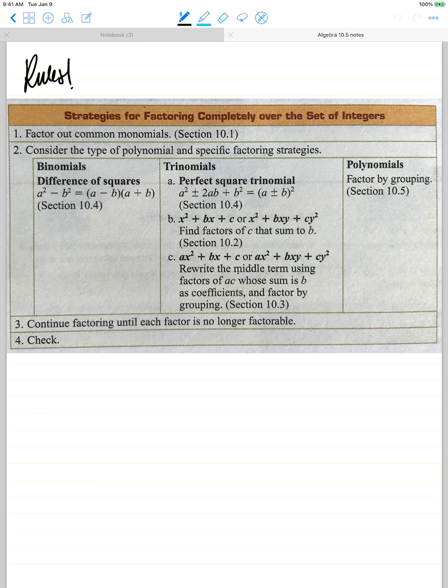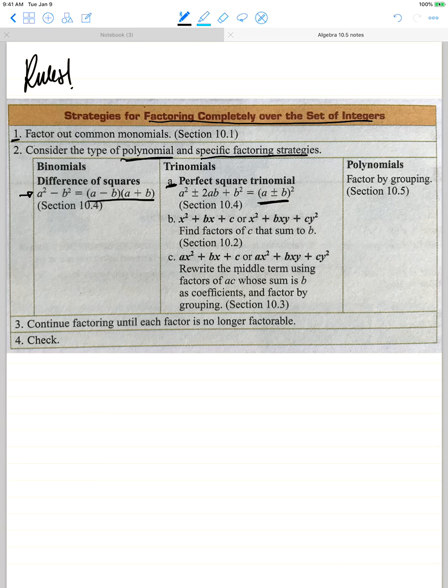So here are our strategies for factoring completely. This is basically everything that we've done through this chapter. Step number 1 is always going to be to factor out your common monomials. Step number 2 is when you consider the type of polynomial that you have left once you factor out common monomials and what specific strategies you can use. If you have a binomial difference of squares, that factors to this. When you have a perfect square trinomial where a squared plus or minus 2ab plus b squared, that ends up as a plus or minus b squared.